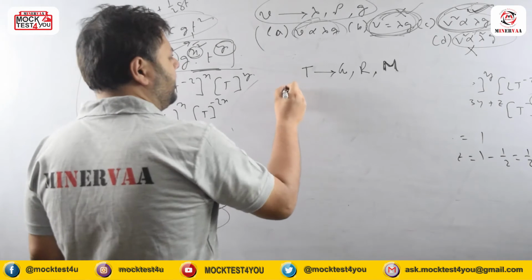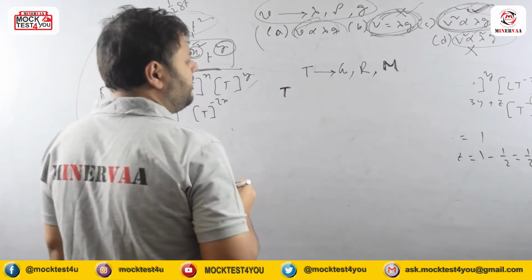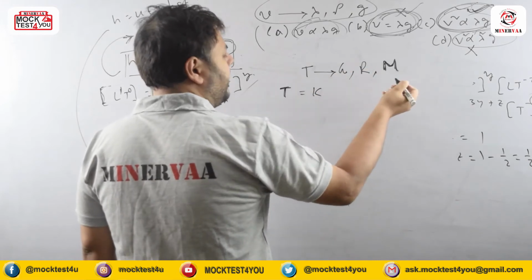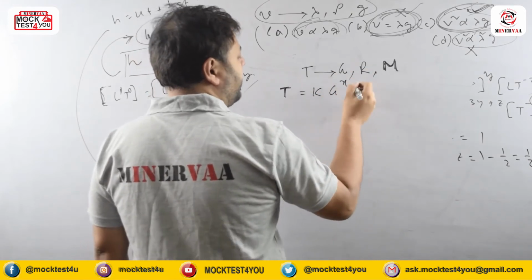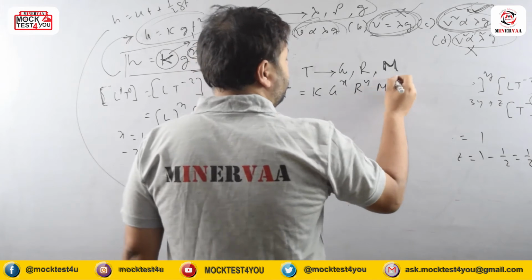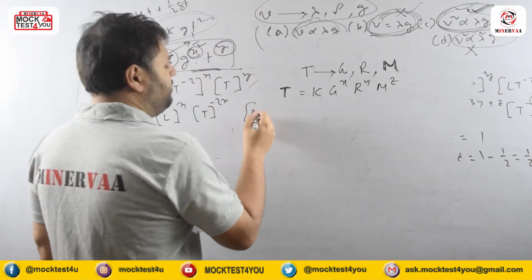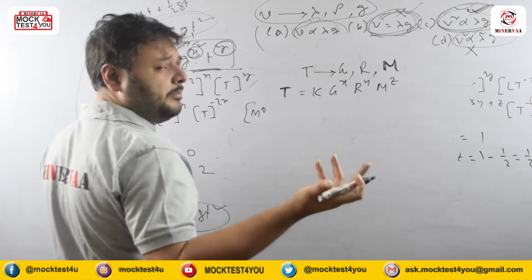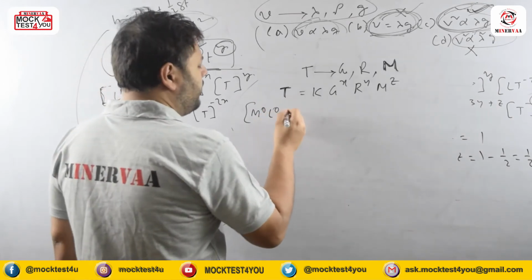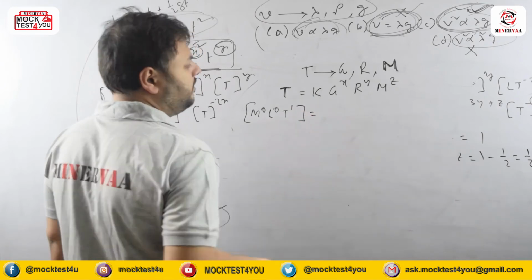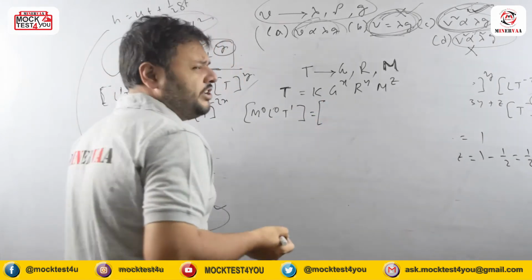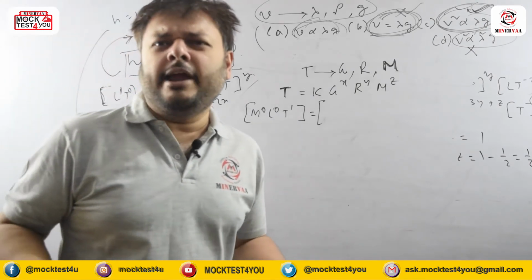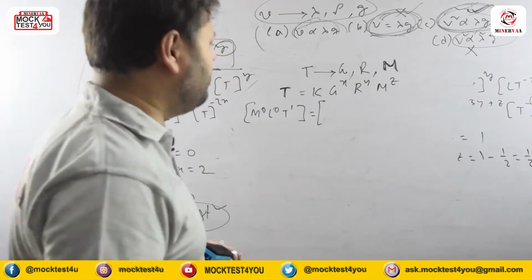That time period depends upon G, R, M, so T is proportional to G to the power x, R to the power y, M to the power z. We know that time period is only T, so surely we need to use M and L. So M to the power 0, L to the power 0, T to the power 1. What is the dimension of G? If I ask you, I think you will surely answer. It is M to the power minus 1, L cube, and T to the power minus 2.